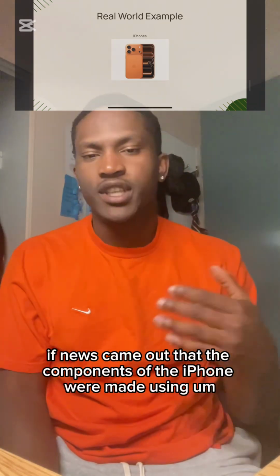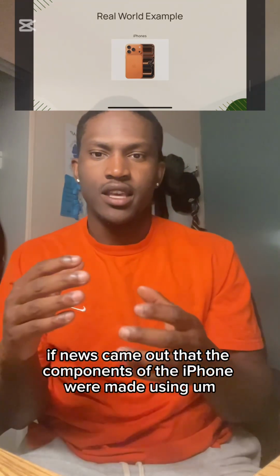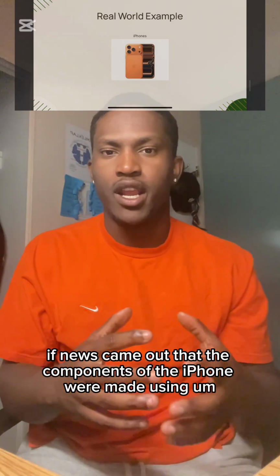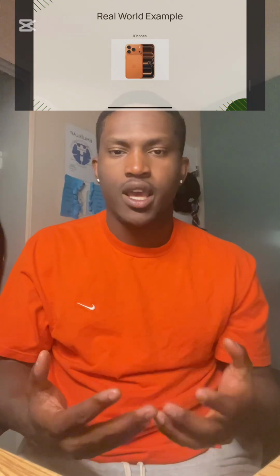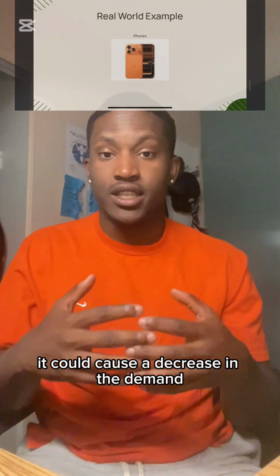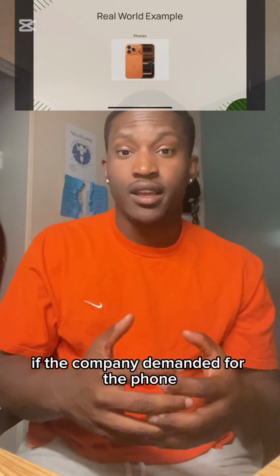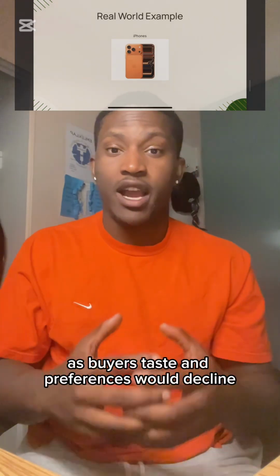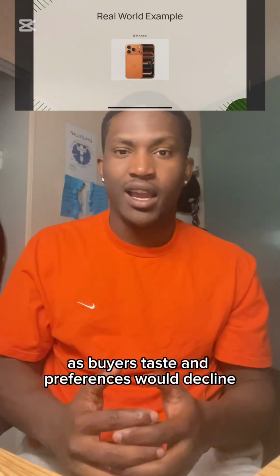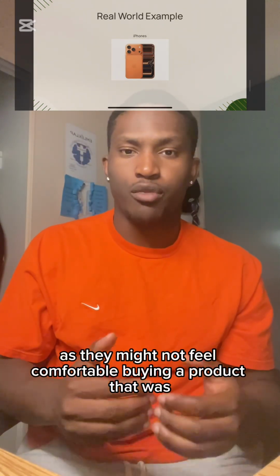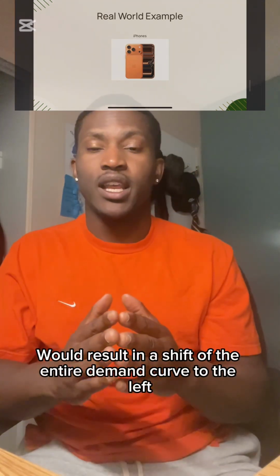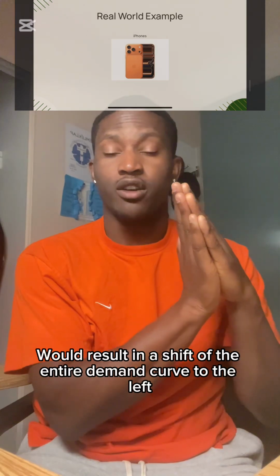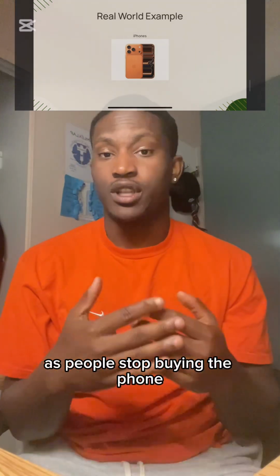However, if news came out that the components of the iPhone were made using materials that were harvested using slave labor, it could cause a decrease in the demand with the quantity demanded for the phone, as buyers' tastes and preferences would decline, as they might not feel comfortable buying a product that was manufactured using slave labor. This would result in a shift of the entire demand curve to the left as people stop buying the phone.